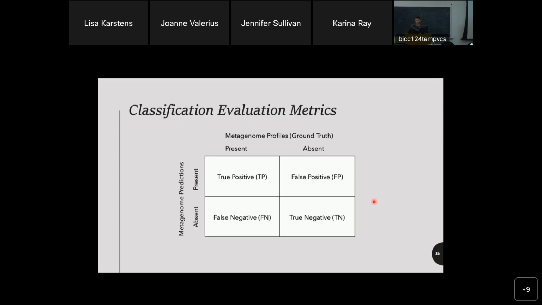of metagenomic inference. And classification evaluation metrics are calculated based on values in a confusion matrix, which is represented here. And this matrix contains counts for instances of agreement and disagreement between predictions and the ground truth. In this table, true refers to agreement between predictions and the ground truth, whereas false refers to disagreement between predictions and the ground truth. And positive refers to present predictions, whereas negative refers to absent predictions.